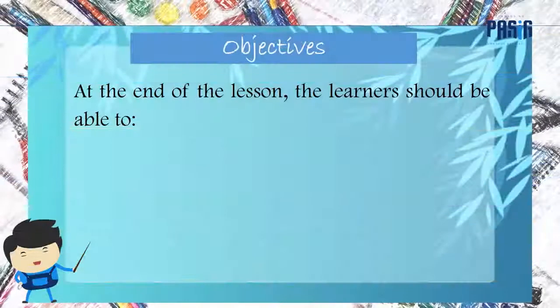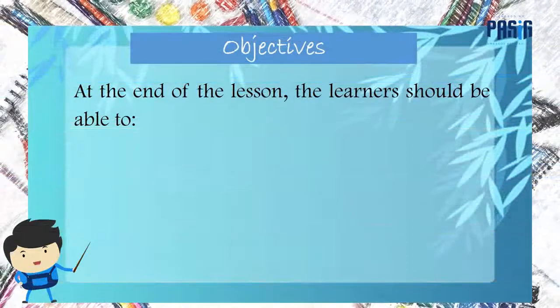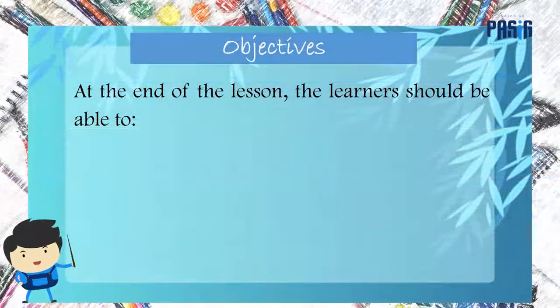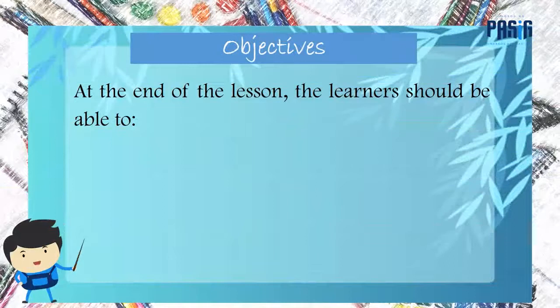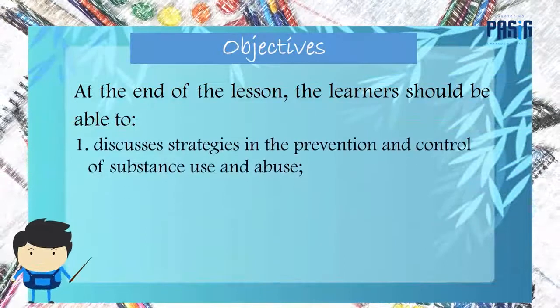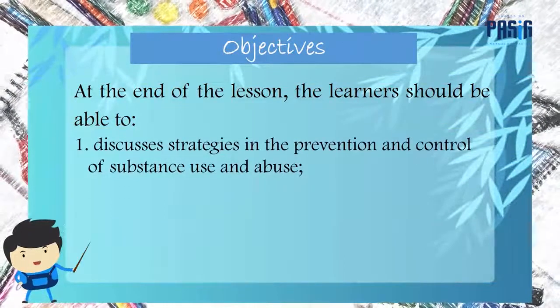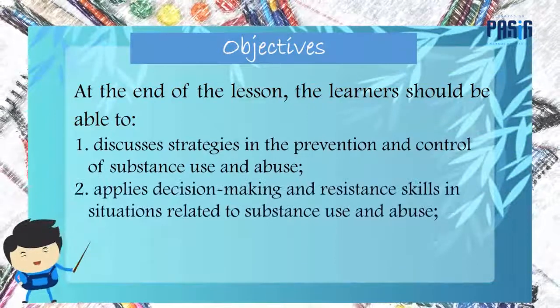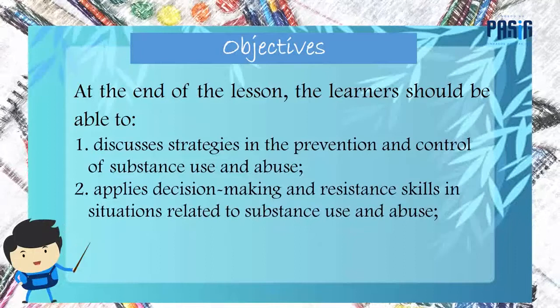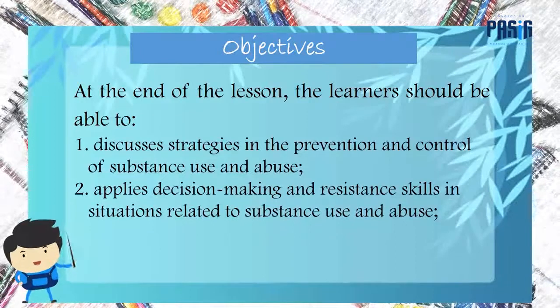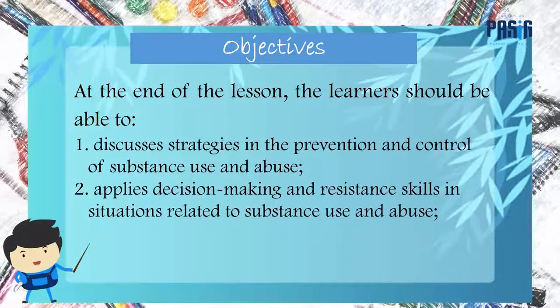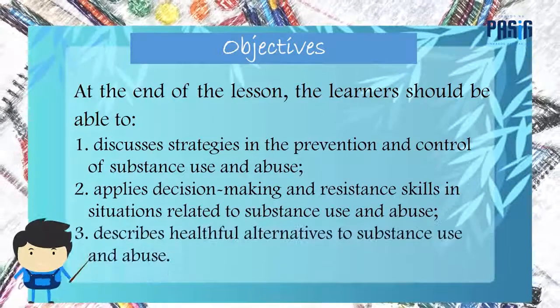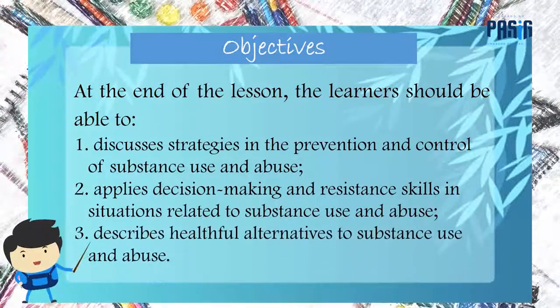Our objectives. At the end of the lesson, the learners should be able to: 1. Discuss strategies in the prevention and control of substance use and abuse. 2. Apply decision-making and resistance skills in situations related to substance use and abuse. And 3. Describe helpful alternatives to substance use and abuse.